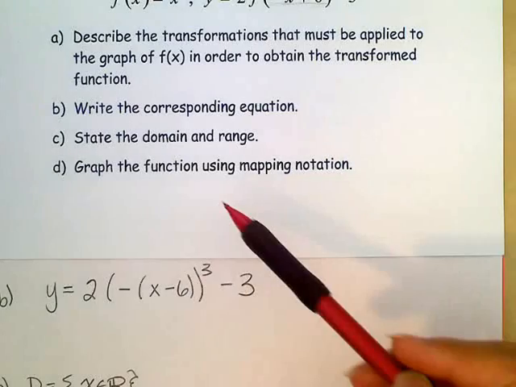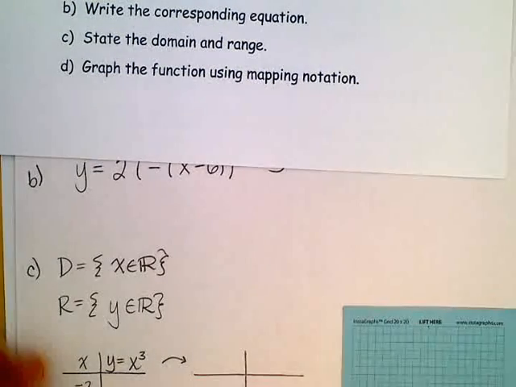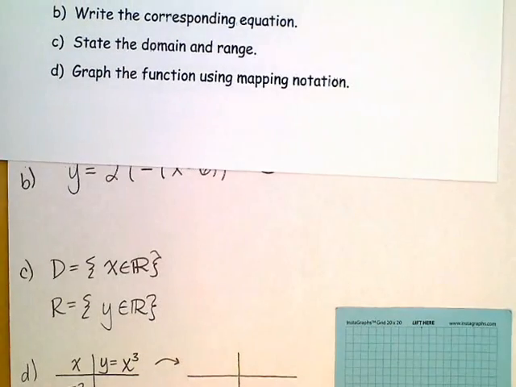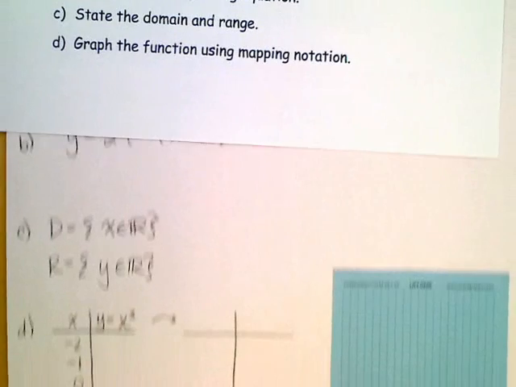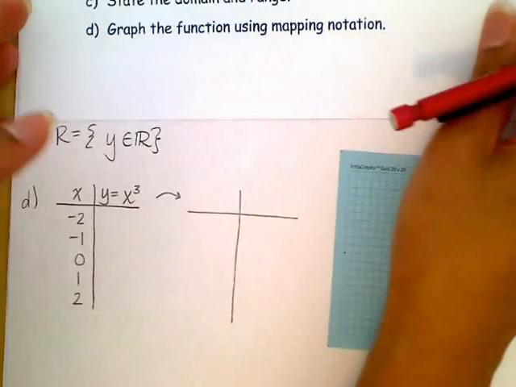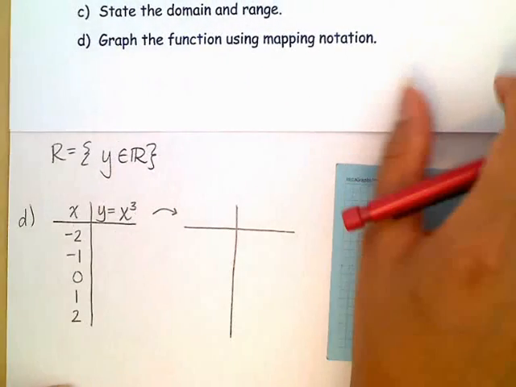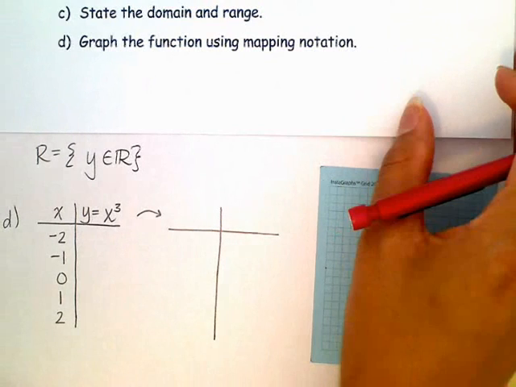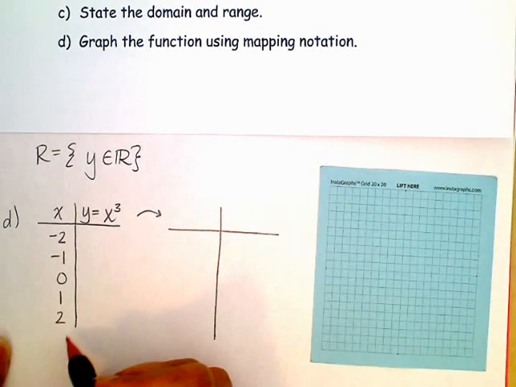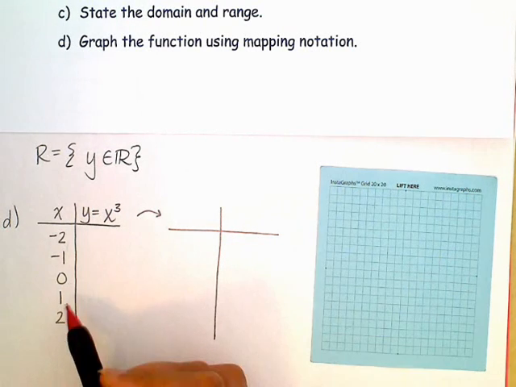In order to do that, we need to come up with some key points first. So I'll just move that up. Our key points would include some points to the left, some points to the right, as well as the point at the origin that we used to have. So what I've done here is I've set up part of our mapping notation. Our base graph is a cubic function, and I just chose some key points that I can use. I used a couple of points to the left, the point at the origin, and then a couple of points to the right.